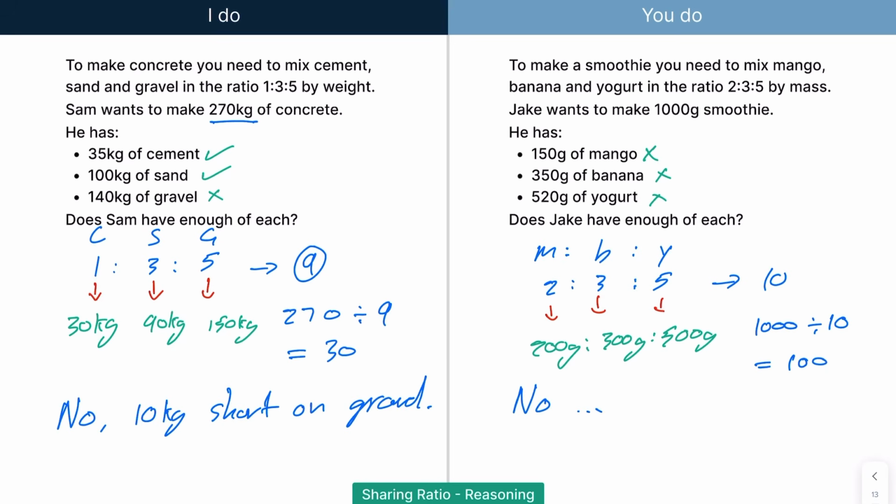In fact, we're not short on banana. We have got enough banana. We've got 350 and we need 300. And in fact, we have got enough yogurt as well. The only thing we're short on is mango. So yeah, again, you were just right. We are 50 grams short on mango. So apologies, I did misread that there.